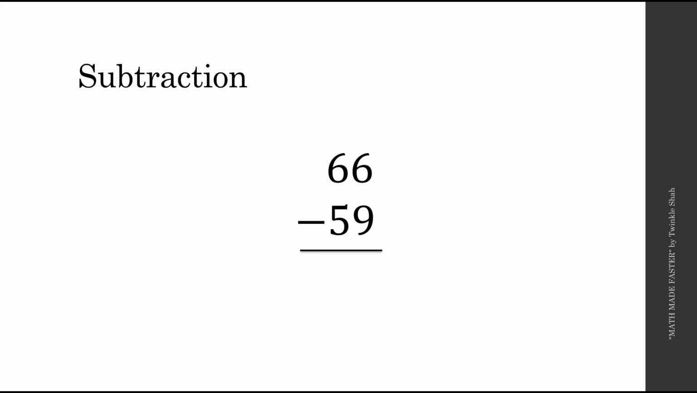Now let's perform 66 minus 59. We go from left to right. 6 minus 5 equals 1 and 6 minus 9 equals 3 bar. Now convert 1 3 bar into a general number. 3 bar equals positive 7, and we subtract 1 from the previous digit, so we have 0. Therefore our answer equals 7.